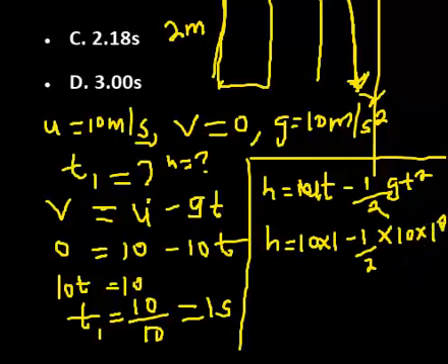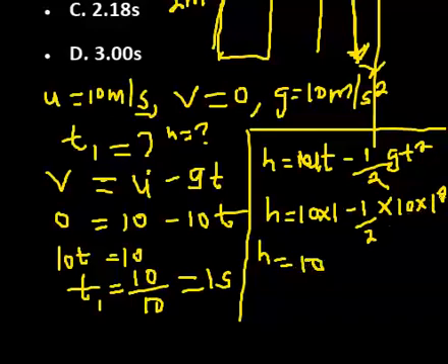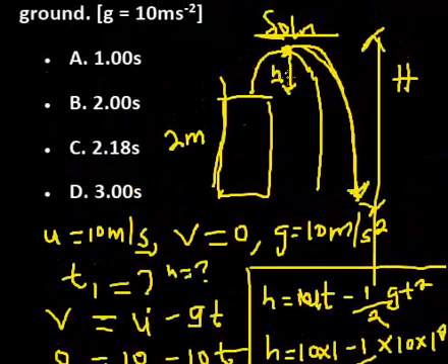All right, proceed. h. Half of this 1 square is 1, half of 10 is 5. Half of 10 is 5, 5 times 1 is 5. That's minus 5. So h is equal to 5 meter. Okay, so that means this h is equal to 5 meters.